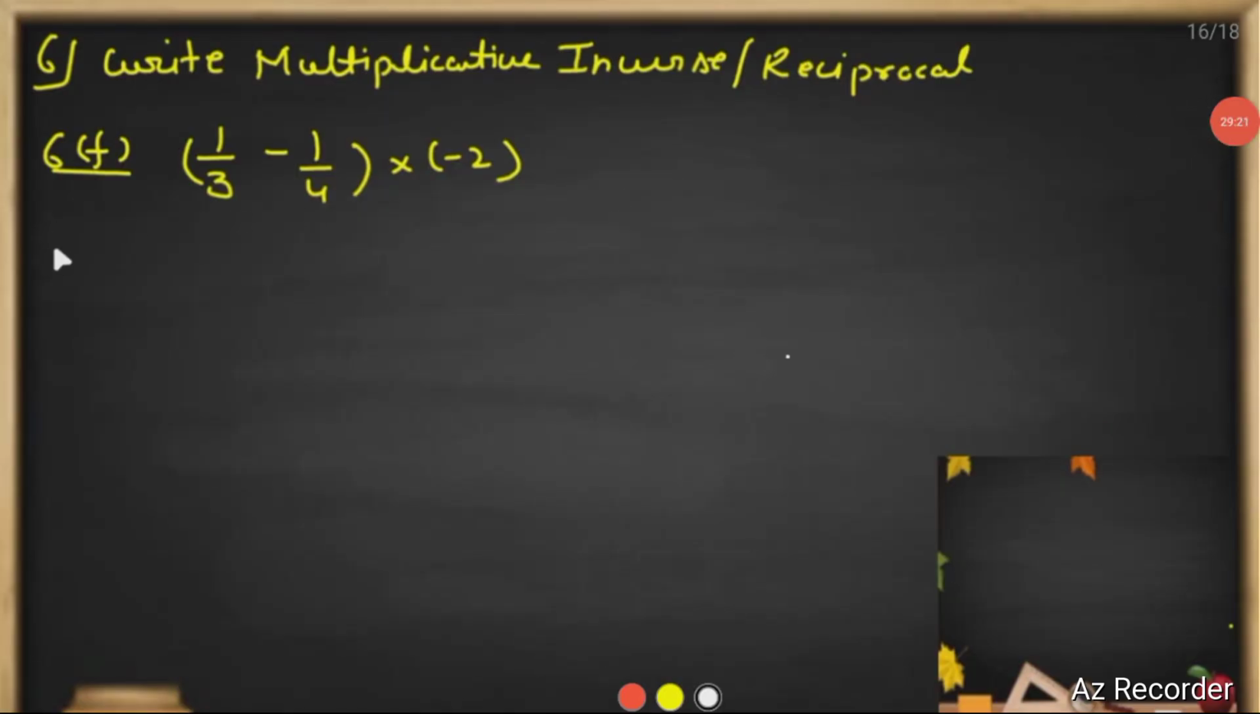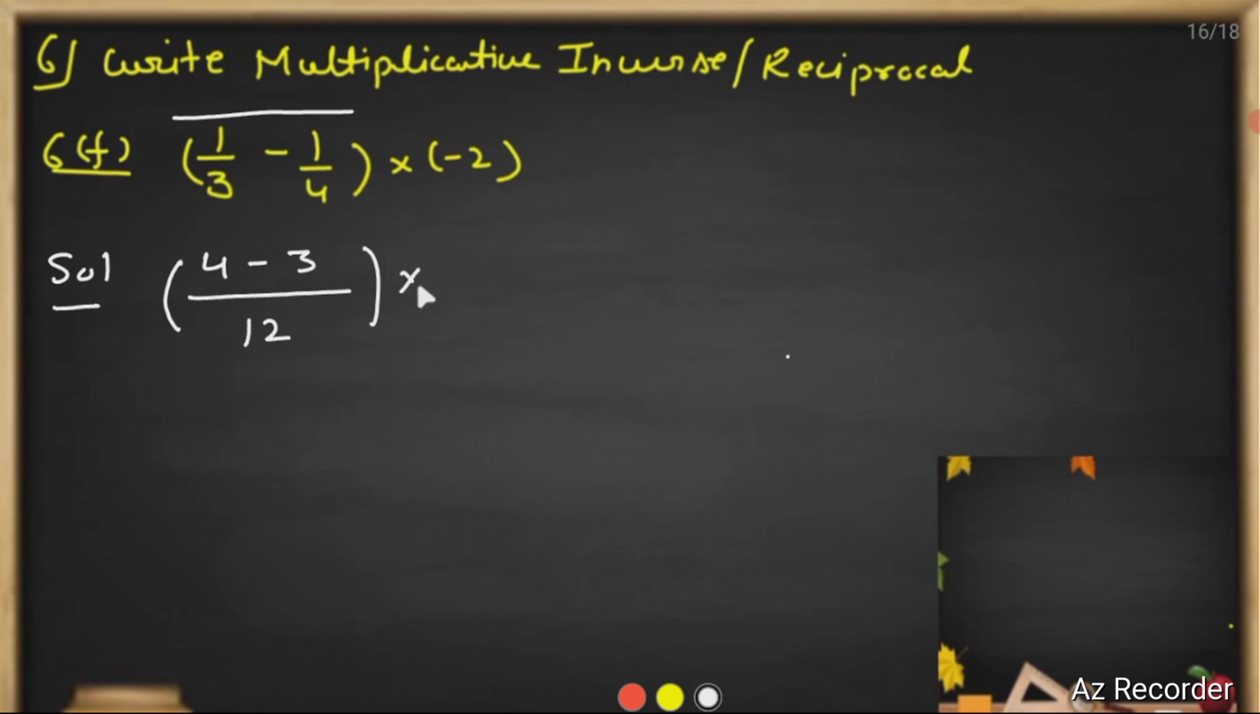So now write the multiplicative inverse or reciprocal of this. First we solve the small bracket. For that we take the LCM. 12 is the LCM, 3 fours are 12 and 4 threes are 12. The small bracket applies minus 2. So we have 1 upon 12 multiplied by negative 2. 2 cuts 6 times. So we have negative 1 by 6.